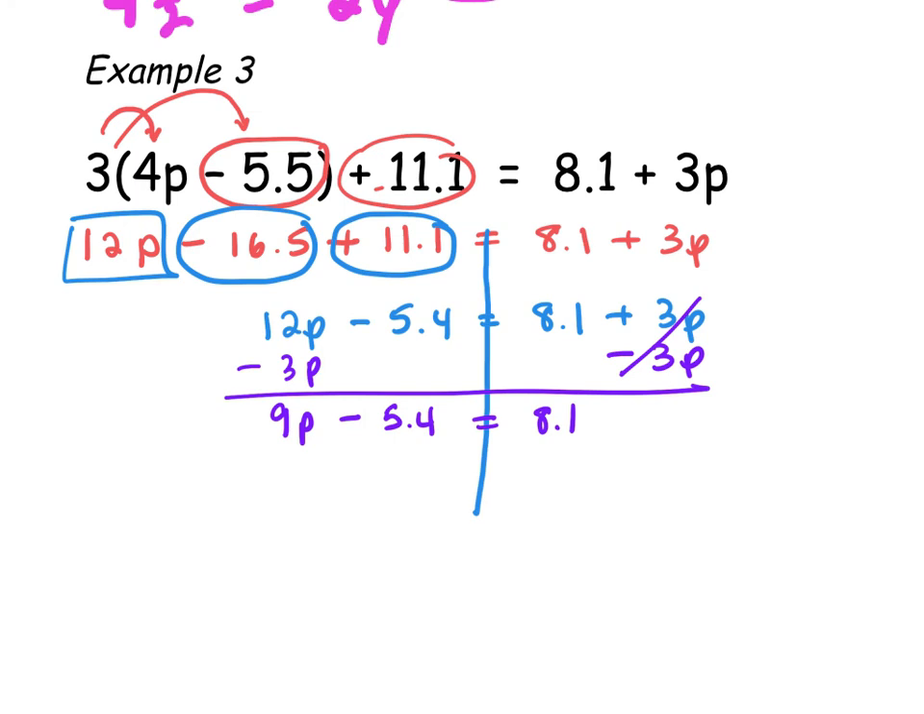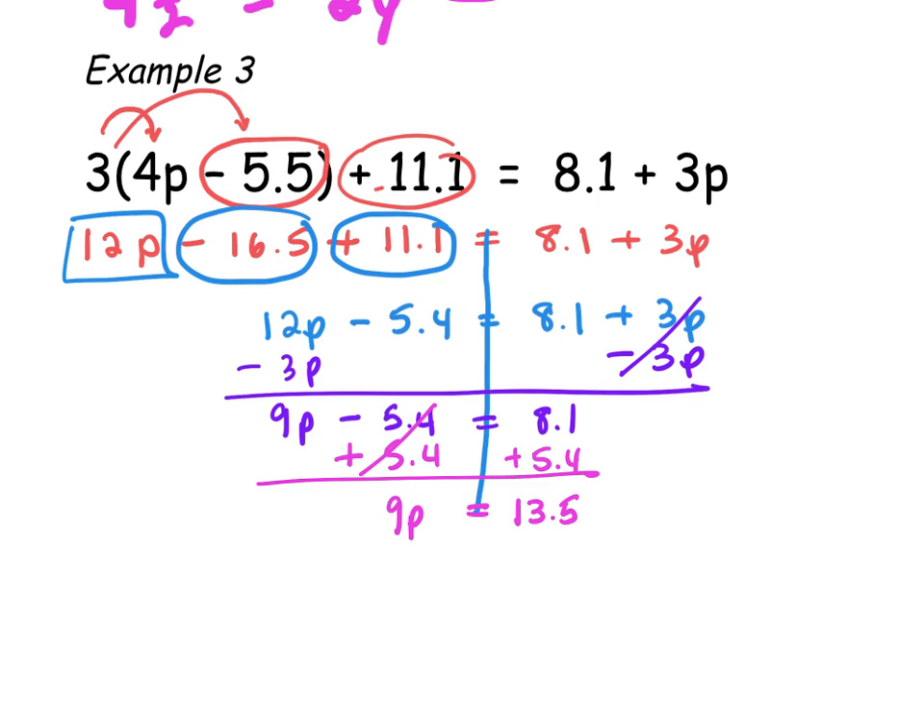Now we're into step number 4, which asks us to eliminate the constant that's on the side with the variable. So this side has the variable. This is the constant with the variable. I see minus 5 and 4/10, so we're going to add 5 and 4/10 on both sides. This is eliminated, and I have 9p, and you can use your calculator to find, or do it without it, 13 and 5/10. So that was step number 4.